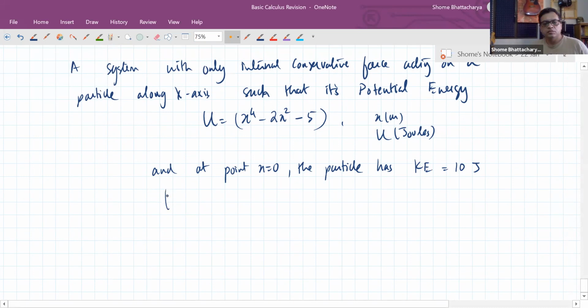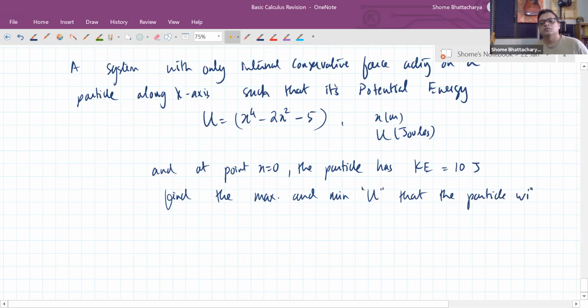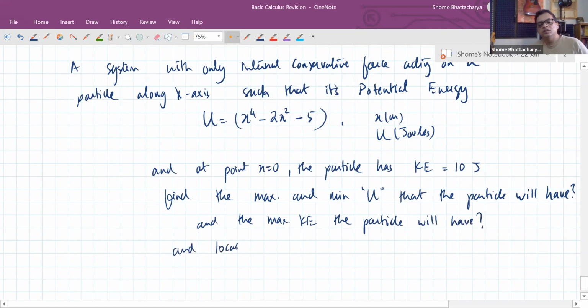So we want to find the maximum and minimum potential energy that the particle will have during the motion, and the maximum kinetic energy the particle will have. And also we want to find out the locations of any stable and unstable equilibrium points.